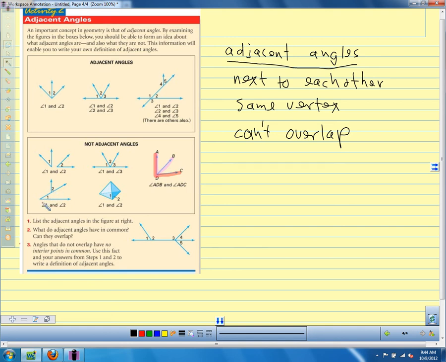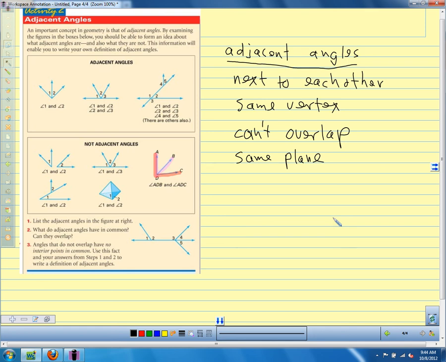Here, angle 1 and 2 are not adjacent, so they're not next to each other. They don't share the same vertex. It says that angle 1 and 2 are not adjacent. They're next to each other, but what's going on with angle 1 and 2 here? What's that? No, I think they're on different planes. This is 3D. So these two angles are on different planes. So we have to be on the same plane.